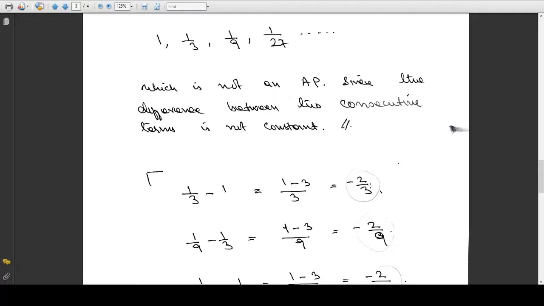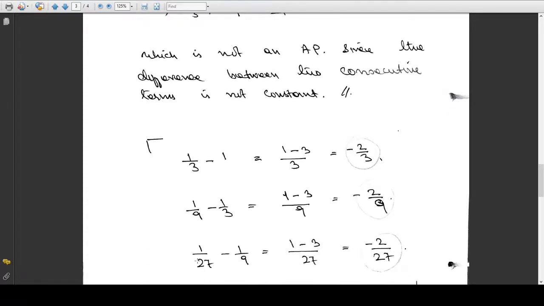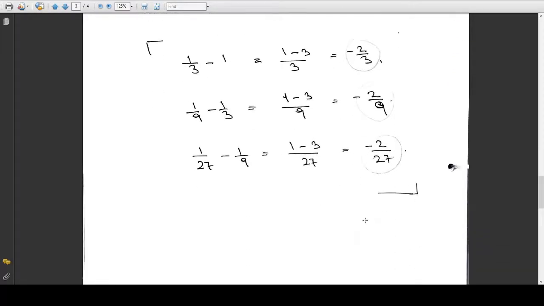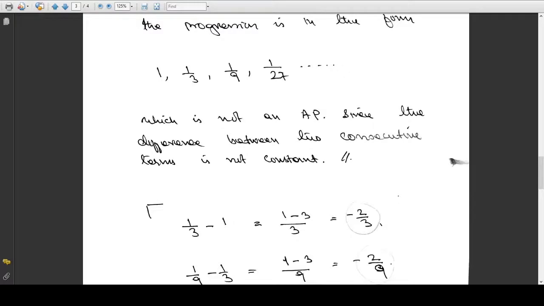See, the difference between the first and second, and the second and third, is not the same. It's different: -2/3 in the first and -2/9 in the second. If you find the third also, you will get a different value. This means the differences between the first, second, third and fourth are not the same. It's not a constant. We can say that the given progression is not in the form of an AP.